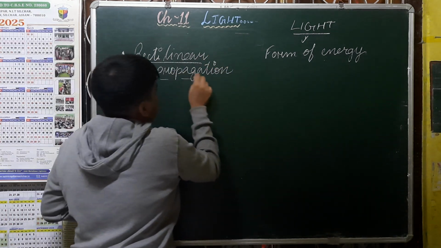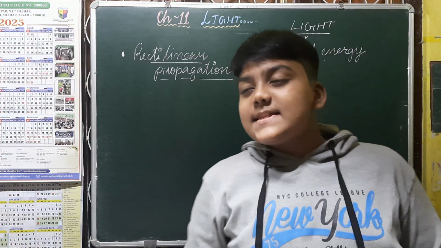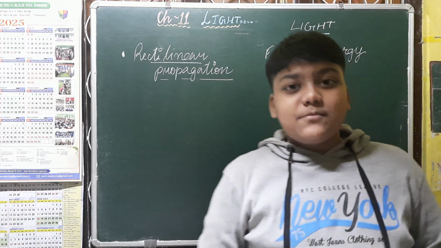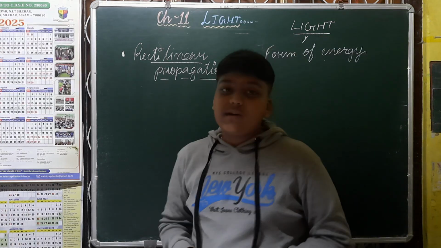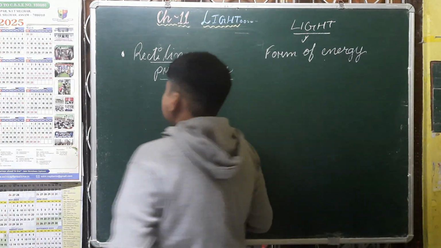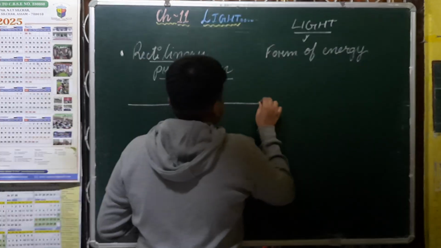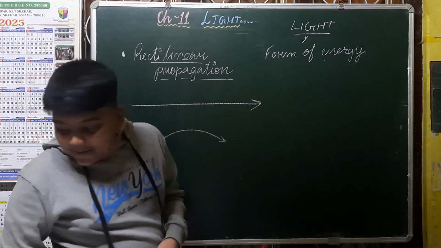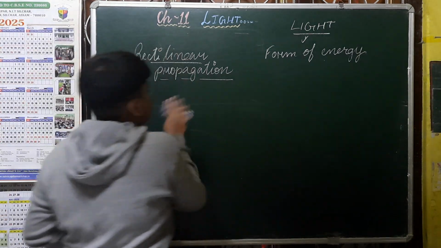Rectilinear propagation. What is rectilinear propagation? In class 6 you have studied the rectilinear motion. Rectilinear motion means the motion जो हमेशा एक straight line में जाता है. It does not show a curved path. So this happens in the case of light. Light always travels in a straight line. It cannot be bent. This can be proved with the help of an activity.